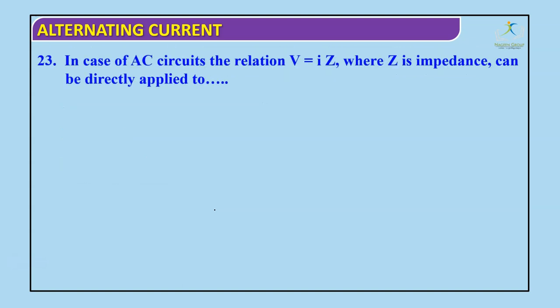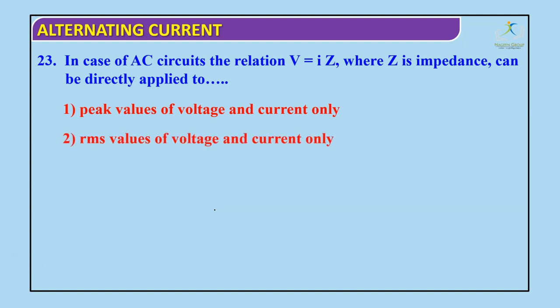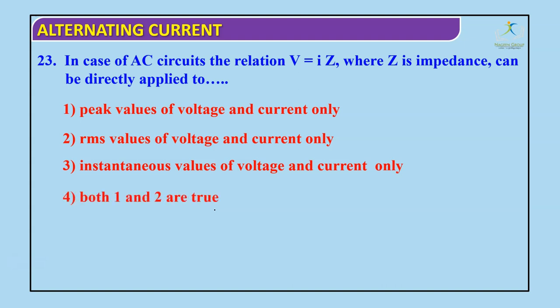Next question we have, in the case of AC circuit, the relation V is equal to IZ, where Z is impedance, can be directly applied to peak value of voltage and current only, RMS value of voltage and current only, instantaneous value of voltage and current only, both 1 and 2 are true. So the correct answer for this question is both 1 and 2 are true, like peak value of voltage and current only and RMS value of voltage and current only.